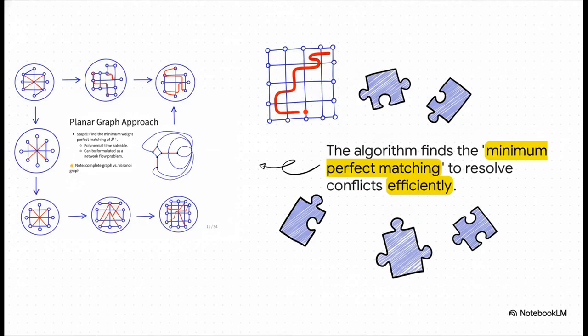And then, using that brand new map, the algorithm can find the single most efficient way to sort out all those internal conflicts. It finds something called a minimum perfect matching, which is just a fancy way of saying it finds the absolute best way to pair up and solve all the issues with the least amount of fuss. And it just does this for every single component, one by one.